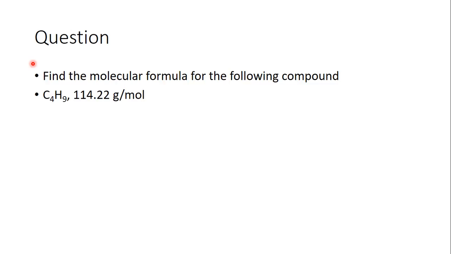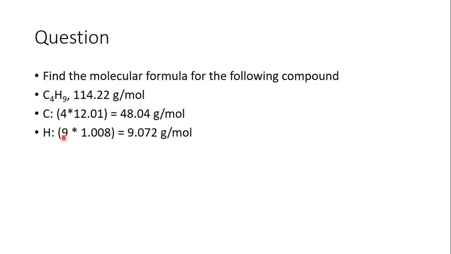Alright, let's take a look at this. For carbon, we have 4 of them. Molar mass is 12.01, so our molecular weight is 48.04, or our empirical weight rather. Hydrogen, 9, multiplied by molar mass, 1.008. Empirical weight, 9.072 grams per mole. Add these two together and we get 57.11 grams per mole.